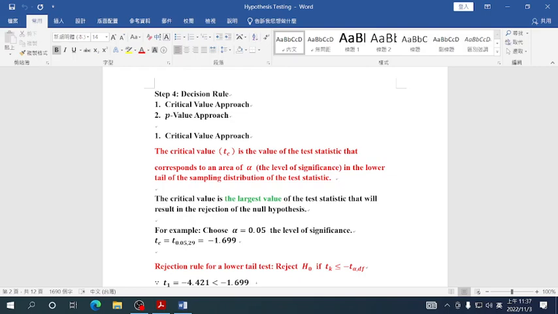And since we're talking about the lower tail, so we put the negative sign. So you can say that if that is the critical value from the left-hand side, the critical value is the largest value of the test statistic that will result in rejection the null hypothesis. So this is what I'm saying. Now we are talking about left-hand side here. So here is our rejection region.